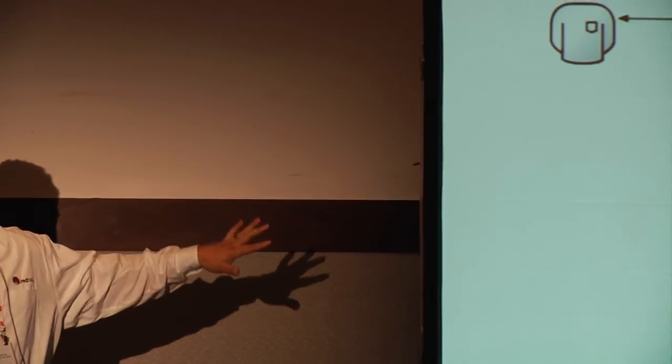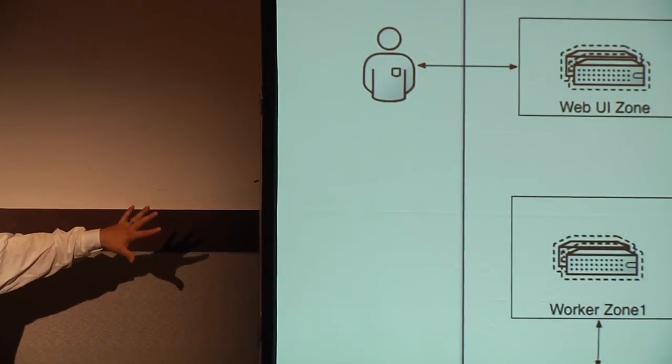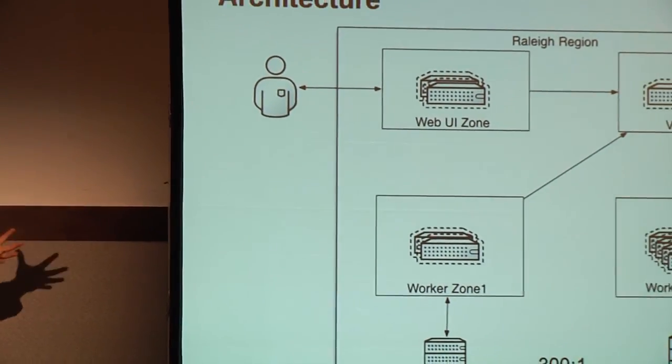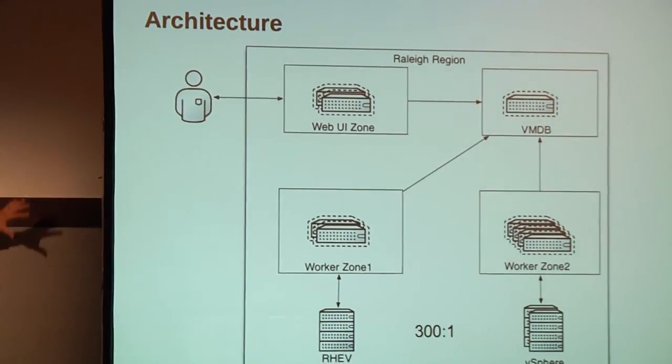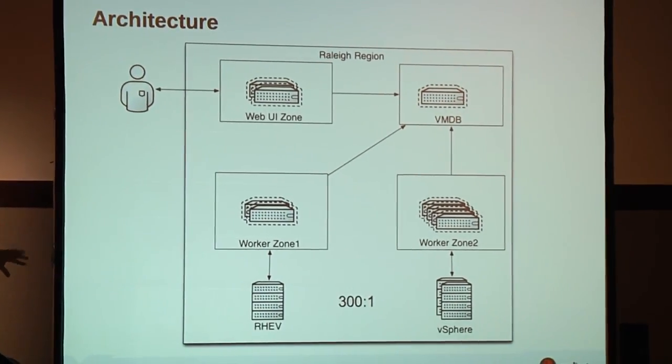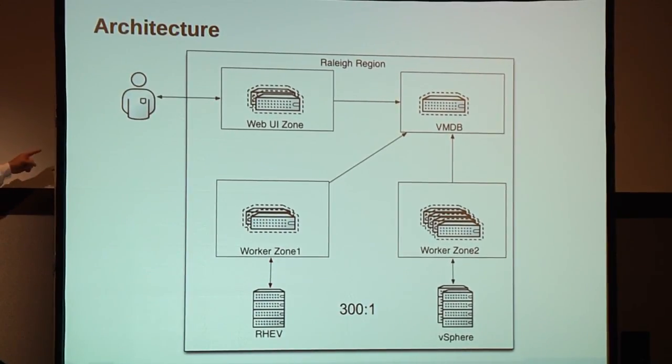OK, so this here is just a very, very simple diagram. It talks about a typical single region architecture. Now, these are very simplistic on purpose just to get the concepts across. There's obviously a lot more detail that goes on behind the scenes. But what we're talking about here is a user is going to come in and talk to this WebUI Zone, which is a group of CloudForms Management Engine systems. So here, this example just shows that there could be a couple of them.